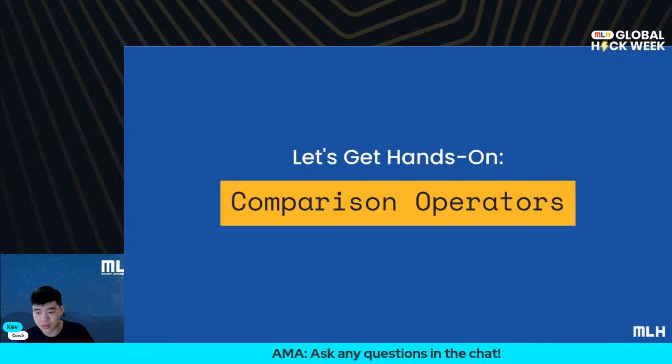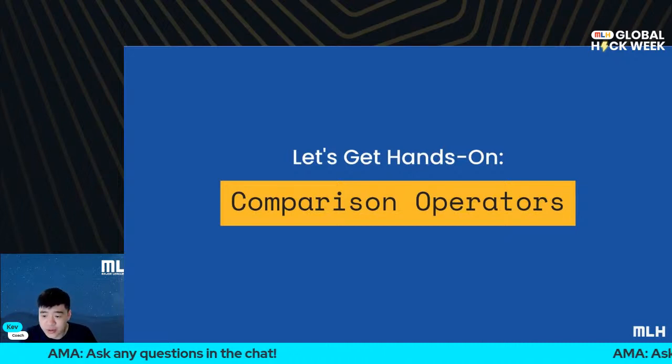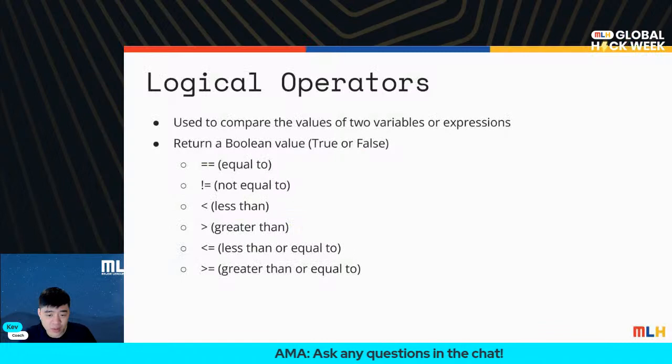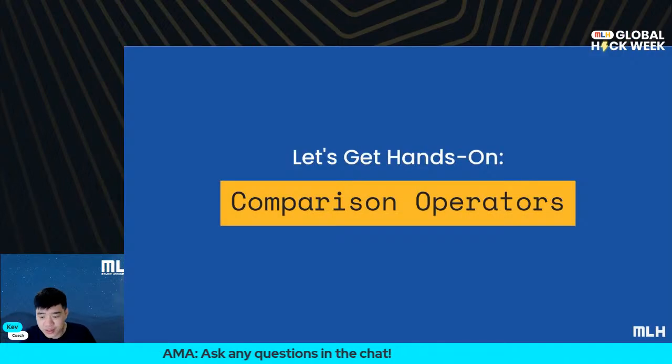Okay, so expressions, right? Expressions are basically a combination of values, variables, operators, and function calls that evaluates to a single value. So an expression can be a simple value or it can be more complex. For example, 1 plus 1 is an expression.